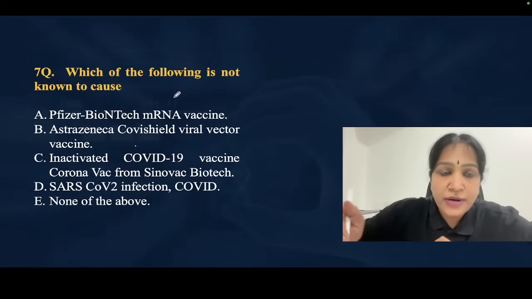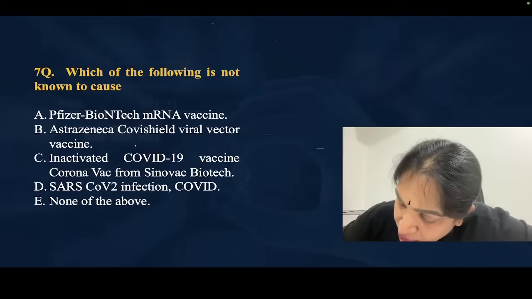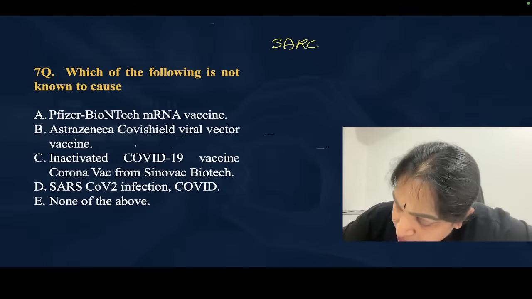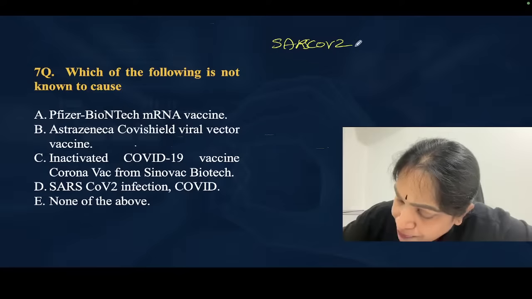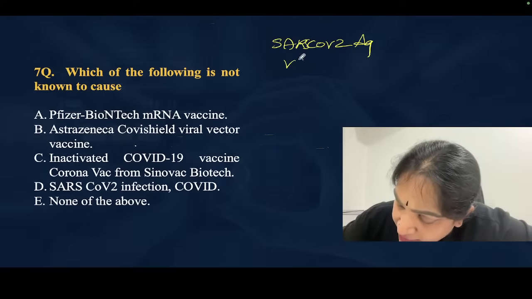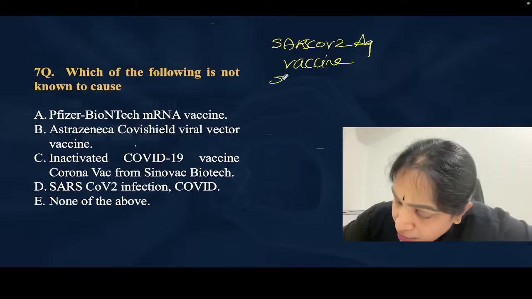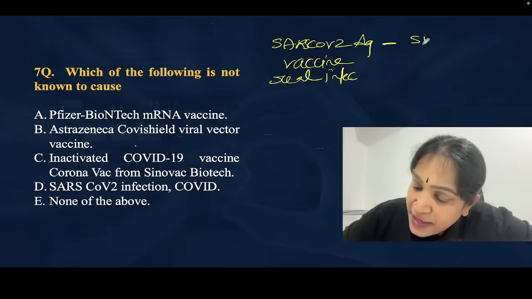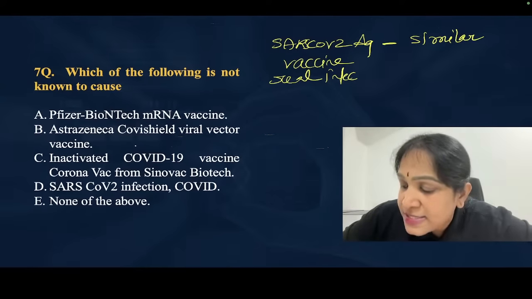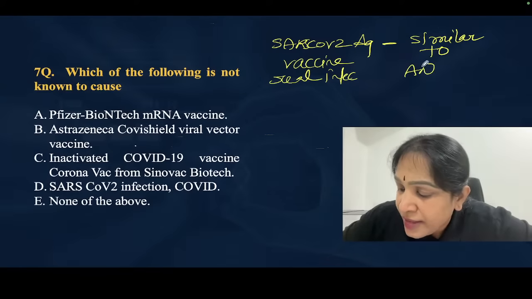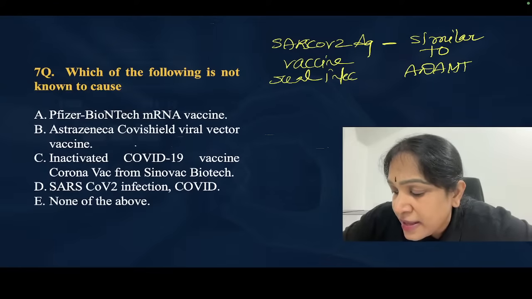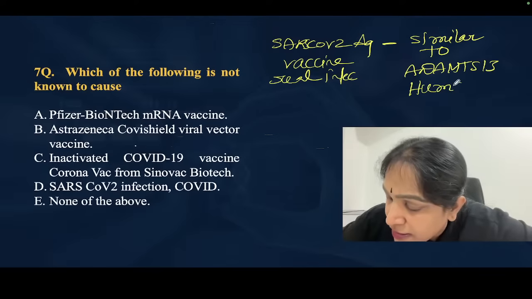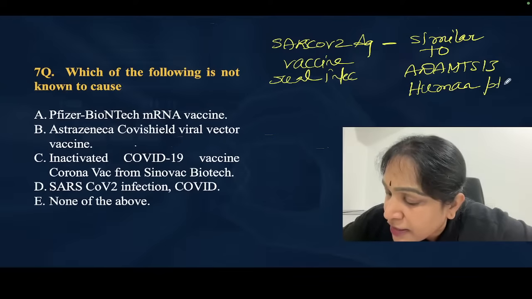What I am trying to explain is, the SARS-CoV-2 antigen, either in the vaccine or in the real infection, is similar to the ADAMTS13 protein. What is this? This is not a viral protein. This is a human protein. Is that clear?